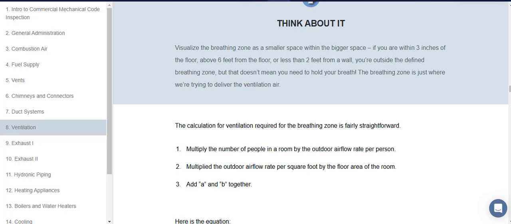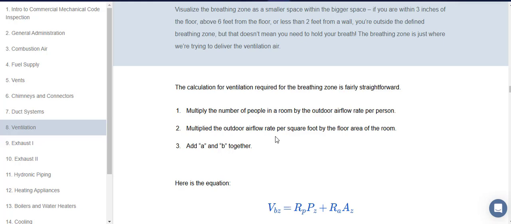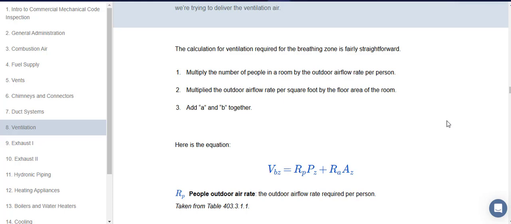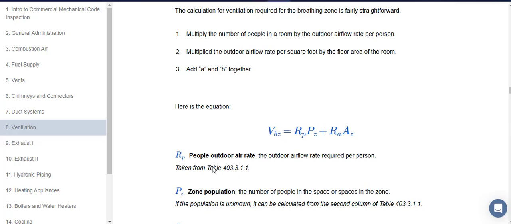The calculation for ventilation required for the breathing zone is fairly straightforward. 1. Multiply the number of people in a room by the outdoor airflow rate per person. 2. Multiply the outdoor airflow rate per square foot by the floor area of the room. 3. Add A and B together. Here is the equation: Vbz = Rp × Pz + Ra × Az.